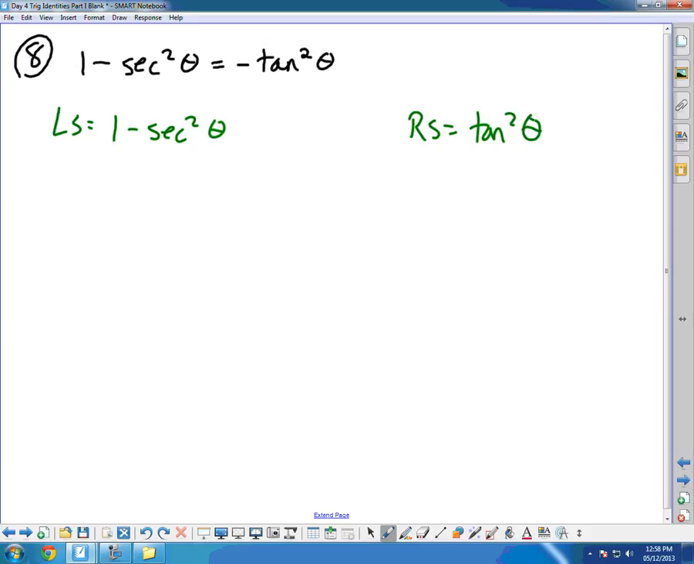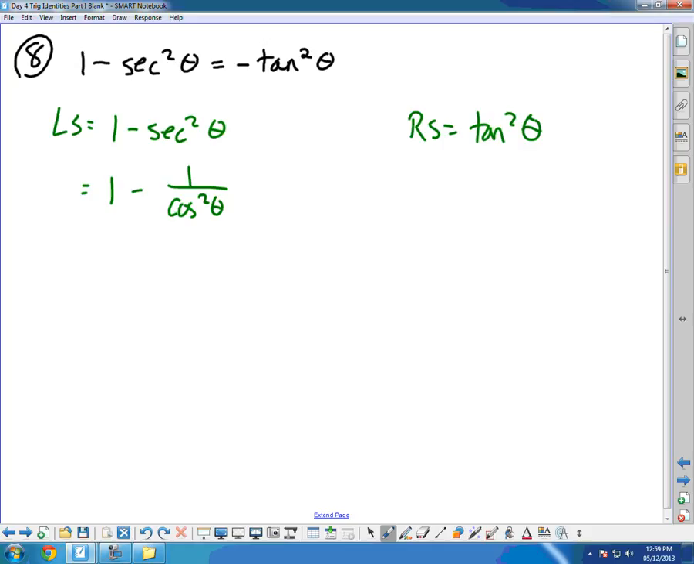All right. Well, what do you think the strategy is with secants? Well, just like all the other things, we're going to change things to sines and cosines. Makes things easier to visualize. So I don't want to talk in secants. I want to change to cosines. Remember, the reciprocal of secant is cosine. Wish it was sine, but it's not. It's cosine. So it's the reciprocal. So this means 1 over cos squared theta.